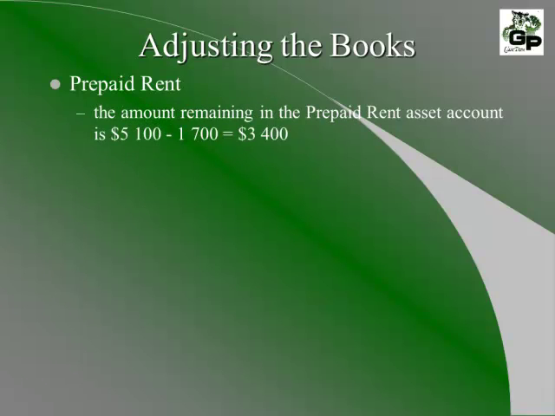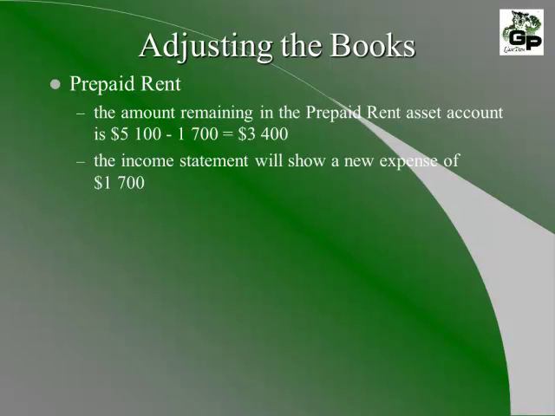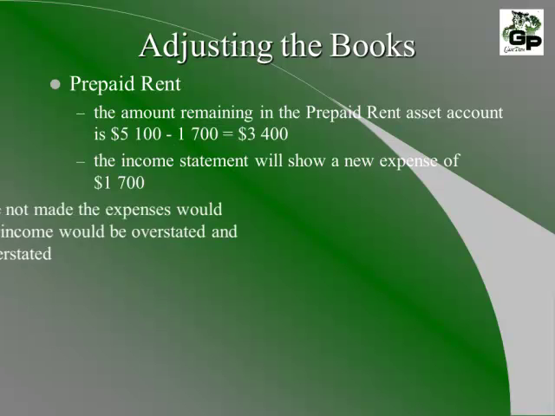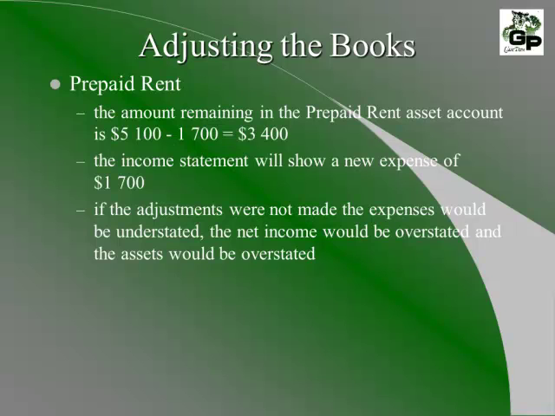The amount remaining in the prepaid rent asset account is the $5,100 that we started with minus $1,700 for the month of April, which gives us $3,400 remaining in this asset account for the upcoming months. The income statement will show a new expense, rent expense, which has a value of $1,700. If the adjustments were not made, the expenses would be understated, the net income would be overstated, and the assets also would be overstated.